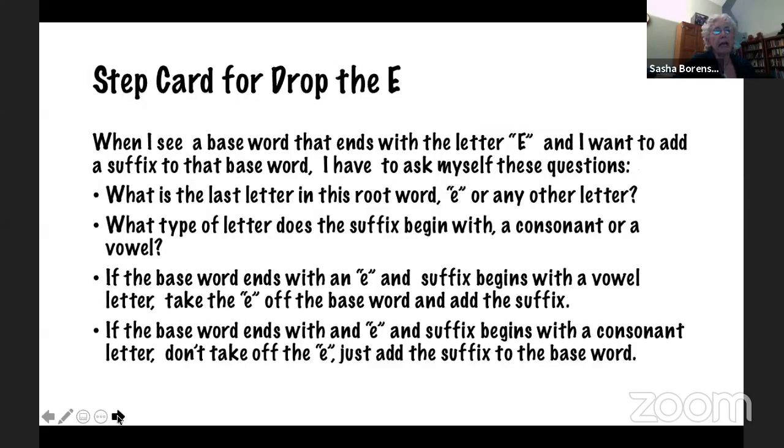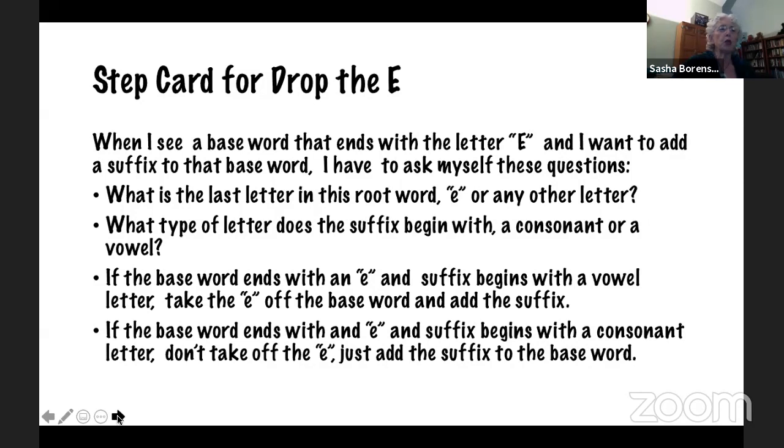When you have a base word that ends in an E and you want to add a suffix, you have to say these questions to yourself. Is the last letter of the base word an E or any other letter? And what type of letter does the suffix begin with, a consonant or vowel? And if the base word ends with an E and the suffix begins with a vowel letter, you drop the E off the base word and add the suffix.